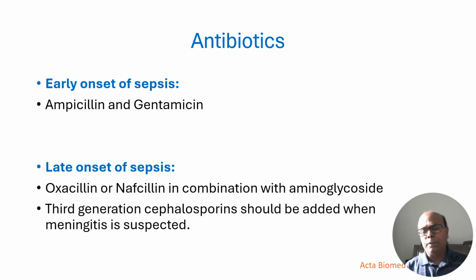The antibiotics depend on whether the patient has early onset sepsis or late onset sepsis. Current recommendation for early onset sepsis is ampicillin and gentamicin. For late onset sepsis, one can use semi-synthetic penicillins like oxacillin, nafcillin, along with an aminoglycoside. If meningitis is suspected, one can use third generation cephalosporins. I personally use cefepime along with ampicillin.